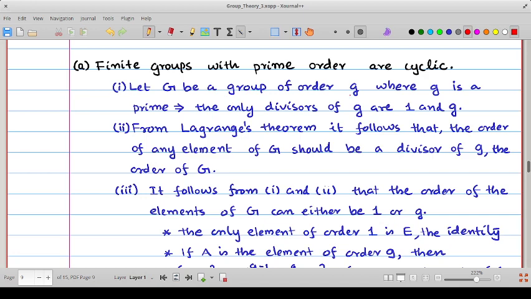Consider a group of order G, where G is a prime number. So that means the only divisors of G are 1 and G itself. Now we already know from Lagrange's theorem that the order of any element of G should be a divisor of the order of the group. And therefore the order of any element of this group G should be a divisor of G.